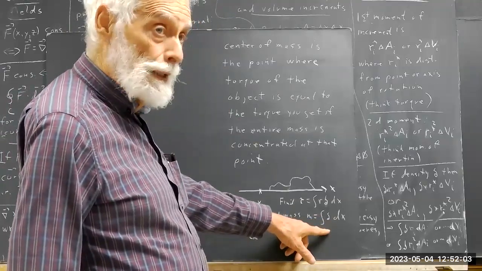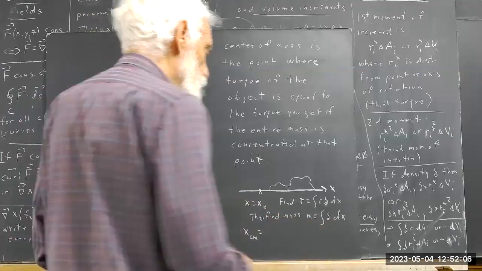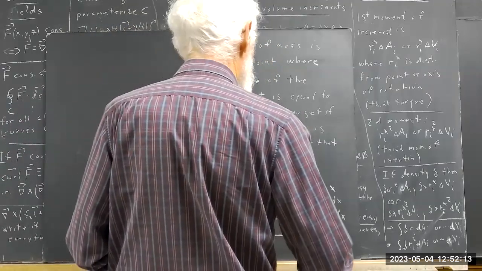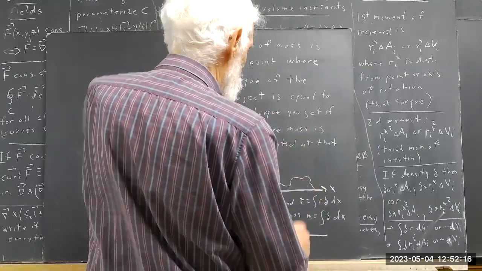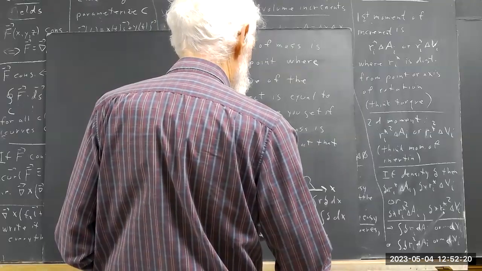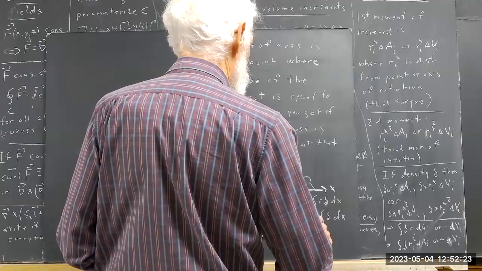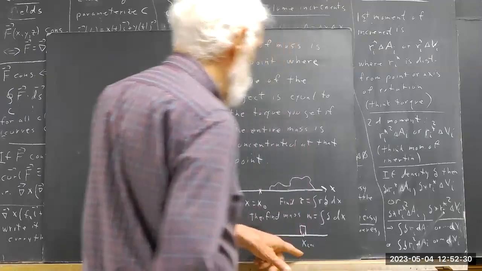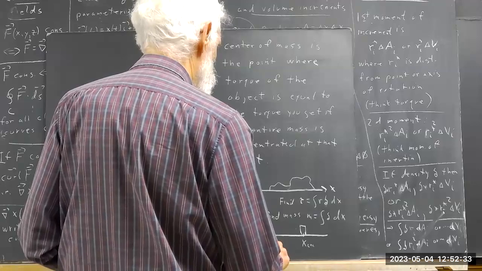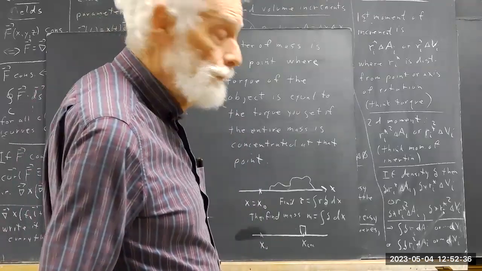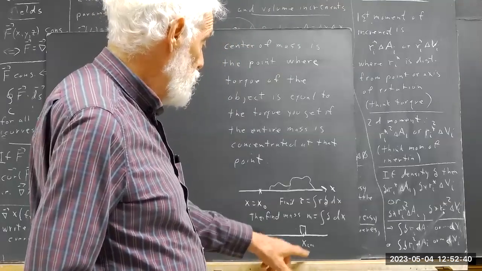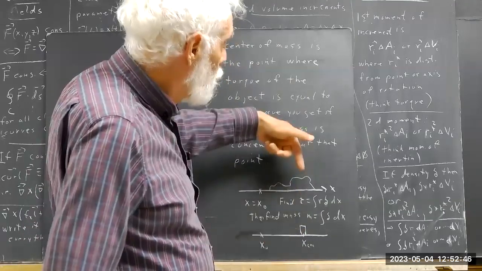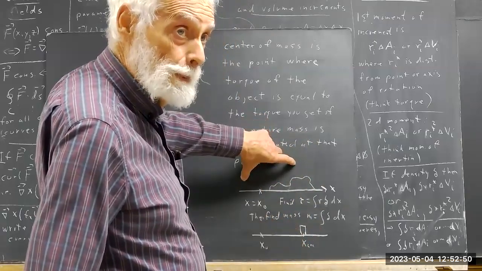If you concentrate all the mass at the point, just putting all this into one big bump, maybe about here, the position of the center of mass is going to be such that the torque of the total mass at this point is equal to the torque you got.